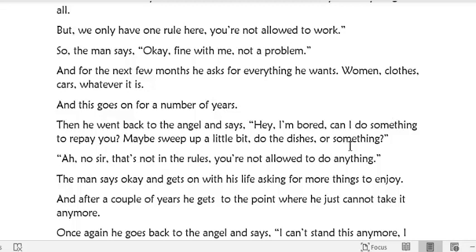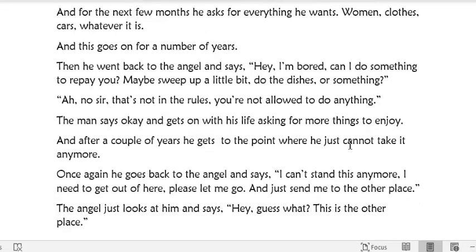The man says okay and gets on with his life, asking for more things to enjoy. After a couple more years, he gets to the point where he just cannot take it anymore. Once again, he goes back to the angel and says, "I can't stand this anymore. I need to get out of here. Please let me go and just send me to that other place." And the angel looks at him and says, "Hey, guess what? This is the other place."